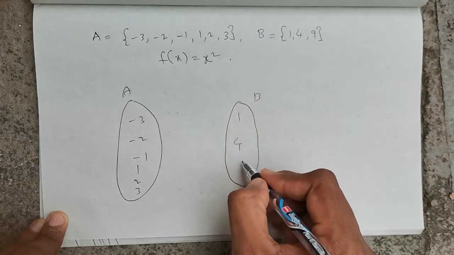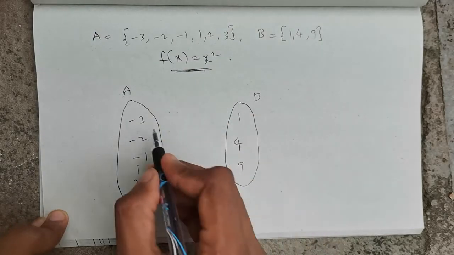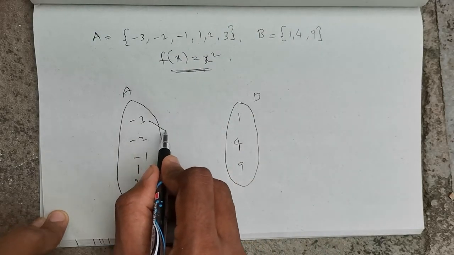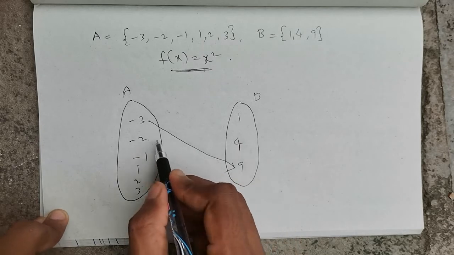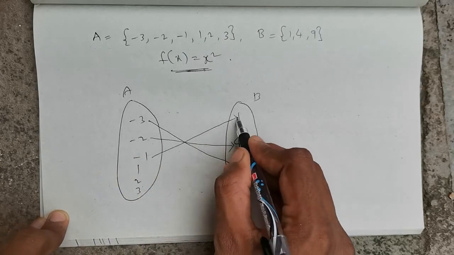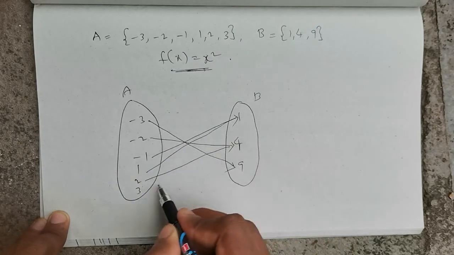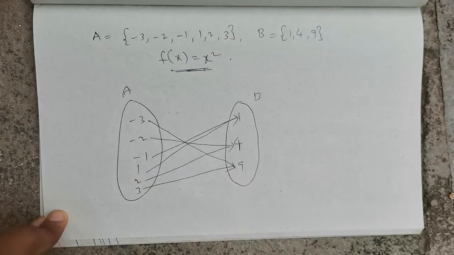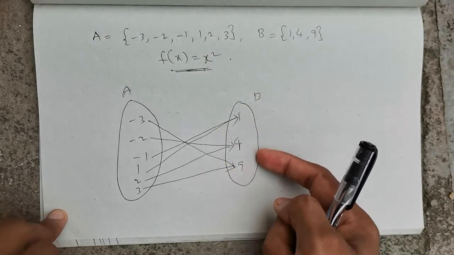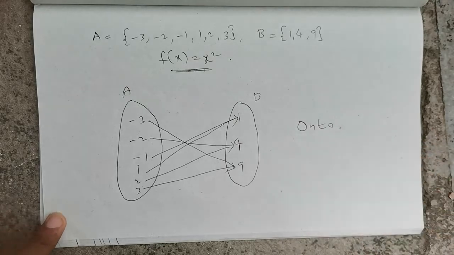f of x is equal to x square. -3 square is 9, -2 square is 4, -1 square is 1, 1 square is 1, 2 square is 4, 3 square is 9. So here codomain is equal to range. So this is an onto function.